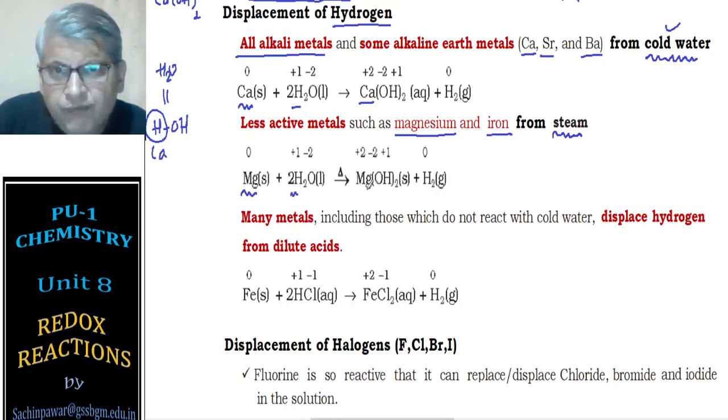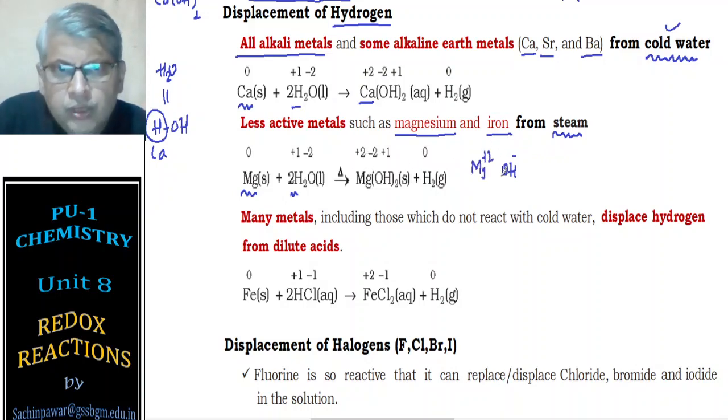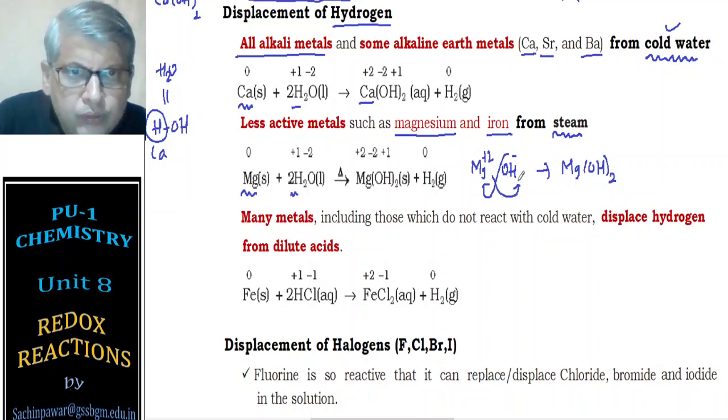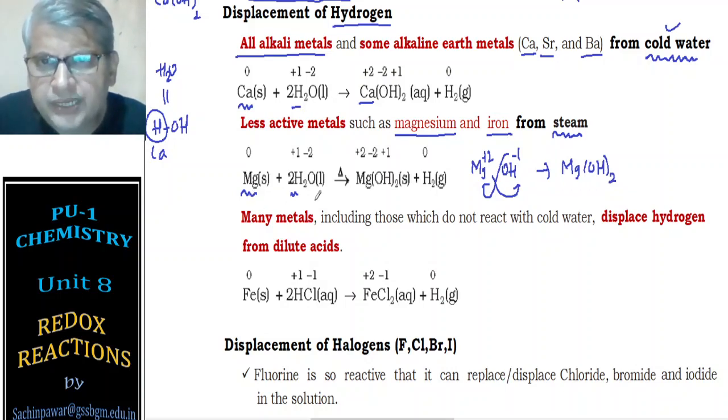Again here, why is the formula magnesium hydroxide? Then you should know that hydroxide is OH minus, magnesium ion's oxidation state is +2. So here the formula would be Mg(OH)2. You have learned the stock notation, the same thing I am following. The 2 will go to the bottom of OH, 1 will go to the bottom of Mg. Formula becomes Mg(OH)2. So here Mg is becoming Mg(OH)2, and H2 is displaced by magnesium.